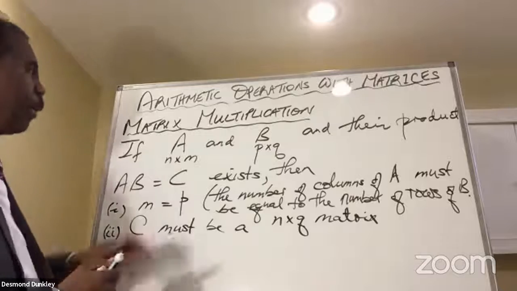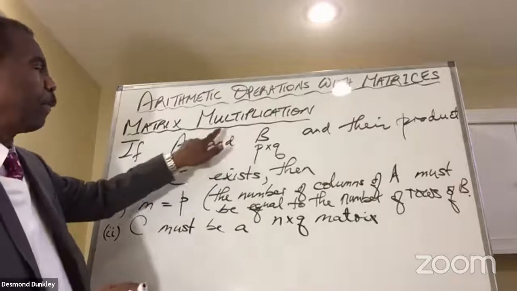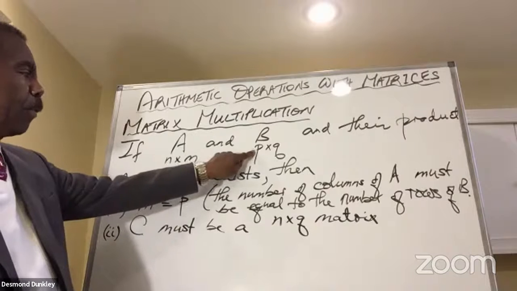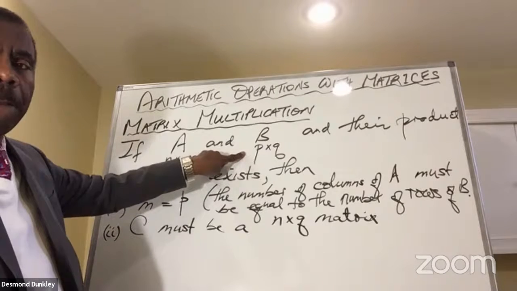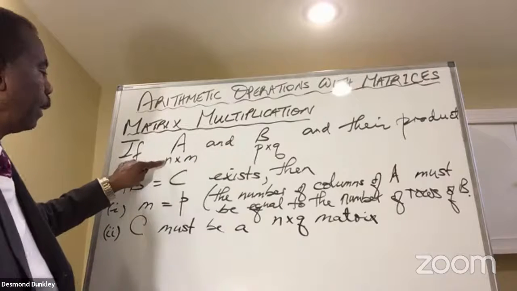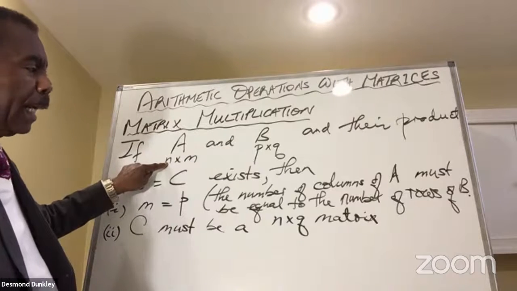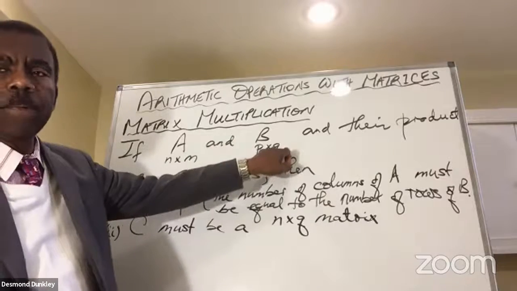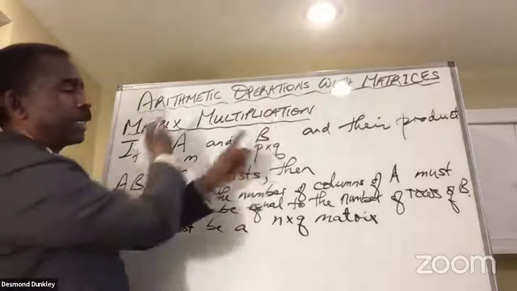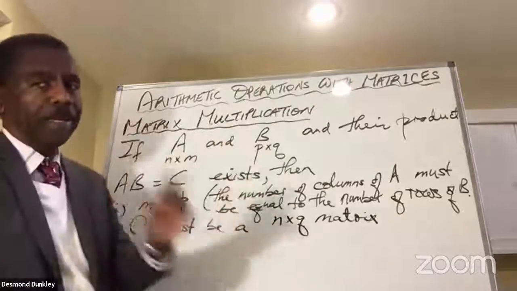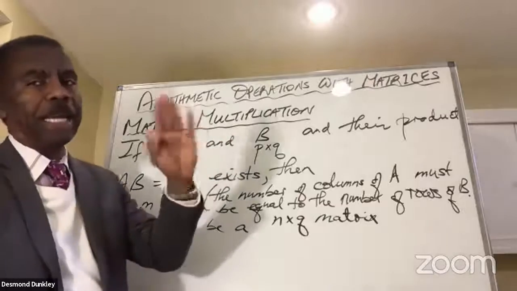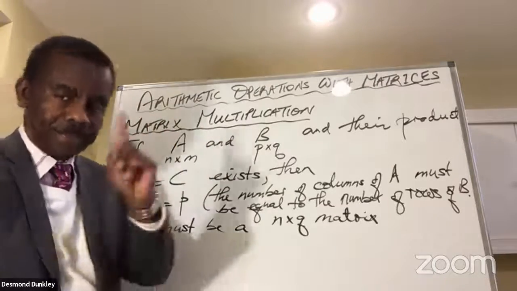So let's follow again. In order for the product to exist, the number of columns must be equal to the number of rows. The two inside numbers must be identical. And the product will take the number of rows from A and the number of columns from B. That's how you get it. And of course, if you flip the letters around, BA is not the same result. So AB and BA are not the same. Stay with me.